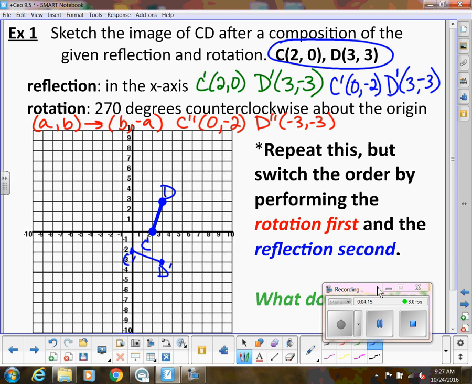And now if I do the reflection over the x-axis, this is 2 away from the x-axis, so C double prime would end up here. And then this is 1, 2, 3 away, and D double prime would end up where original D ended up. So those would be my new C double prime, D double prime. So does it make a difference? Yeah, it does, because we're ending up in a completely different spot than we would have if we did the different order. So that's why it's so important to follow the order that it's given.